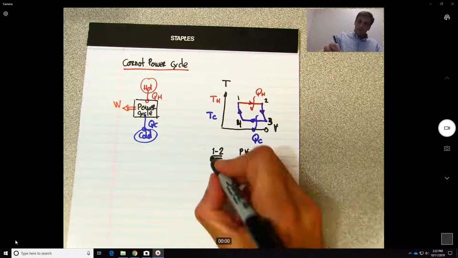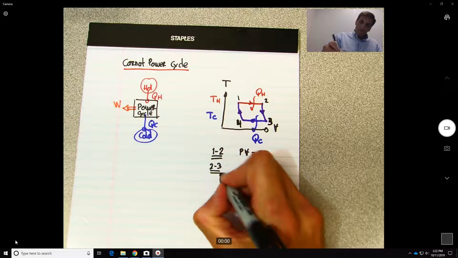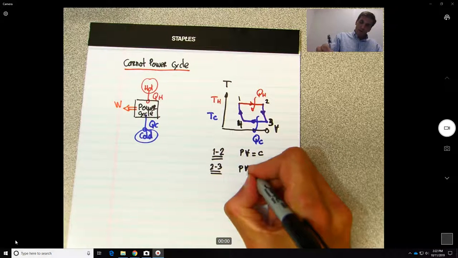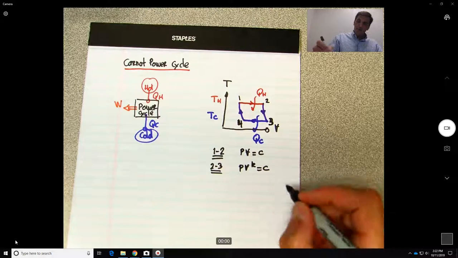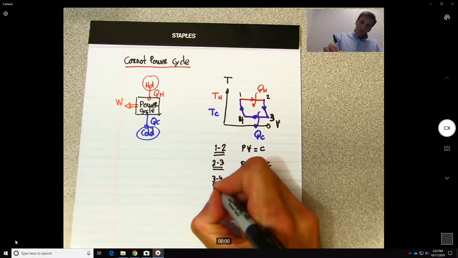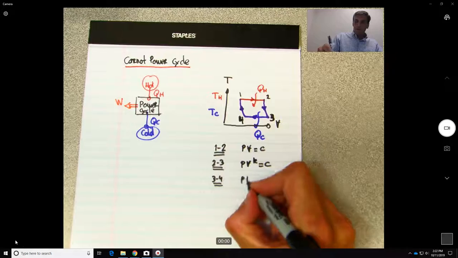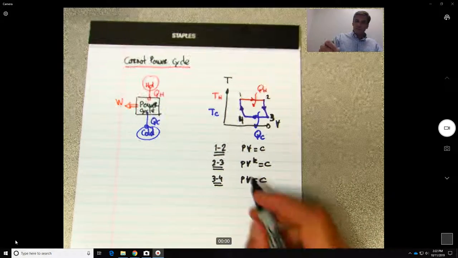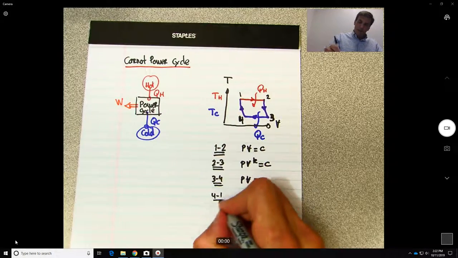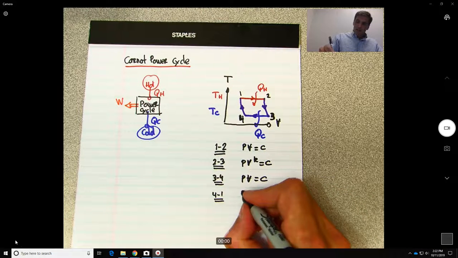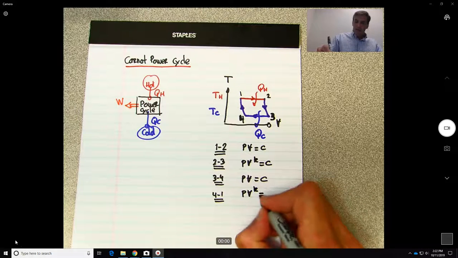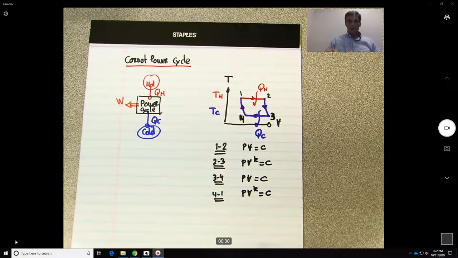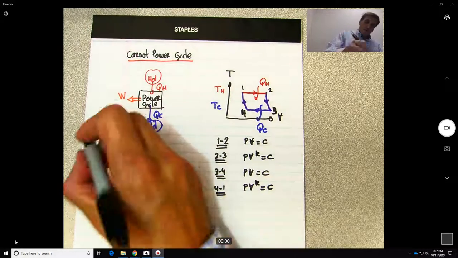1, 2, 3, 4, sorry for that. 2, 3 will be a polytropic process, PV^k. 3, 4 again will be PV constant. And 4, 1 again will be PV^k equal to a constant. Alright? So basically what we're trying to prove is what?